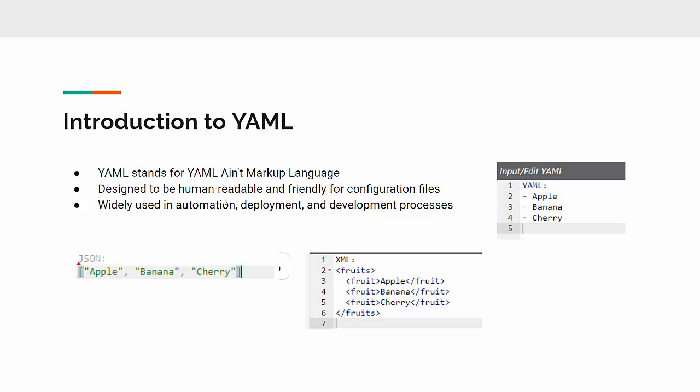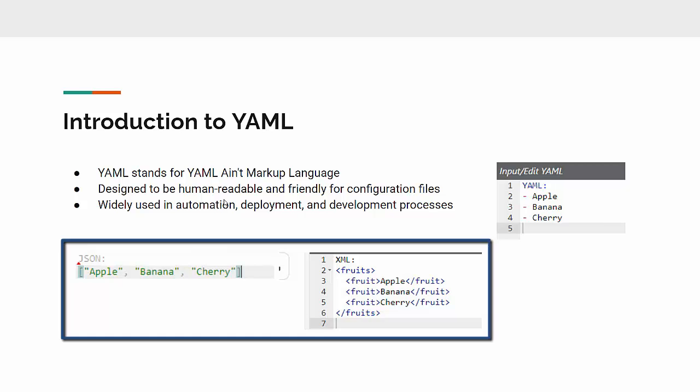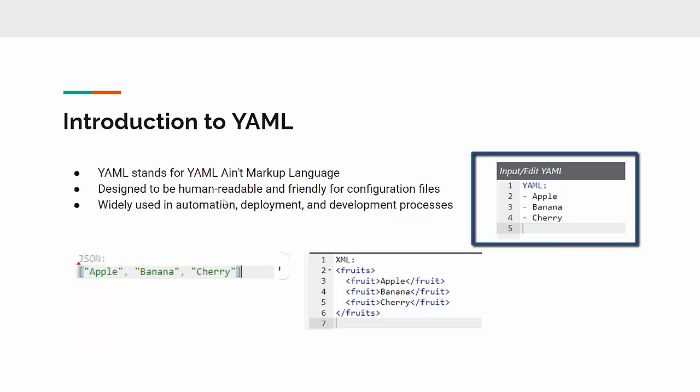Welcome to our journey into YAML, the backbone of Ansible's configuration language. Unlike JSON and XML, YAML is designed to be human-readable and intuitive, making it the perfect choice for automation scripts. Here is how a simple list looks in YAML compared to JSON and XML. Notice how YAML focuses on readability, using simple dashes and minimal punctuation.